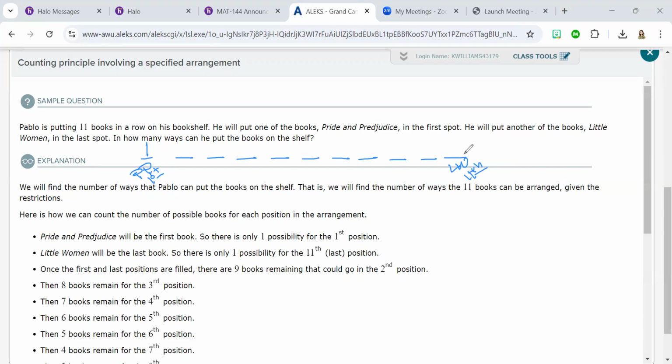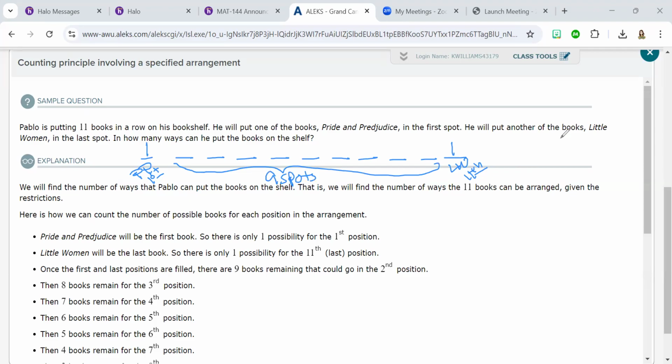Same thing happens with Little Women. Little Women has to go in the last spot. I only have one book that is Little Women, so I have one option for the last spot. Let's pretend we pick up the book Little Women and put it in the last spot. So this leaves me with 9 spots in the middle.